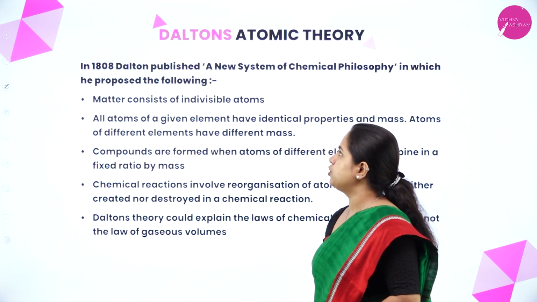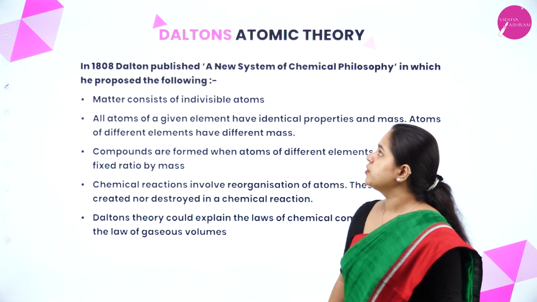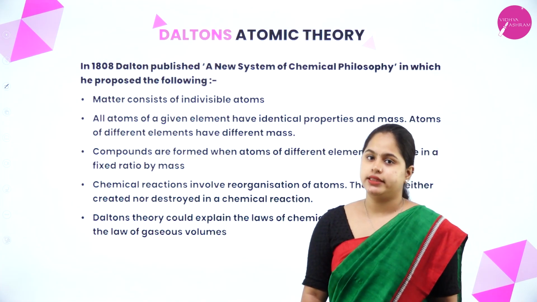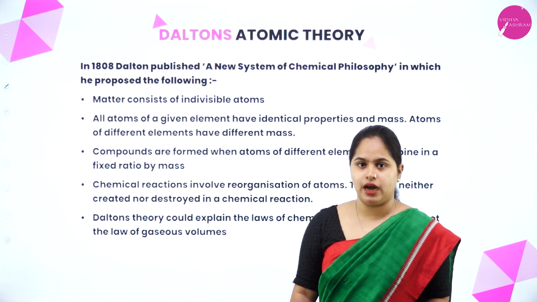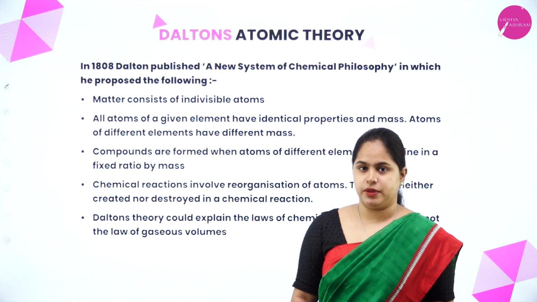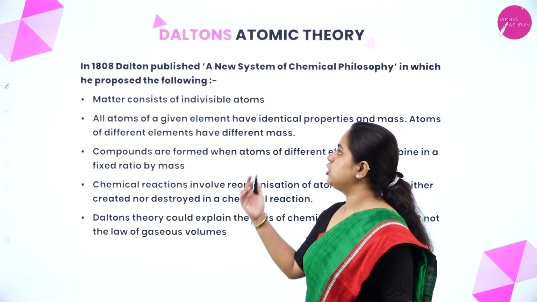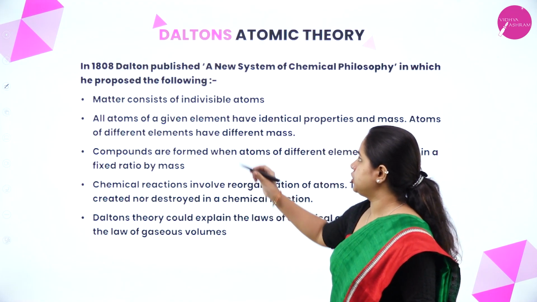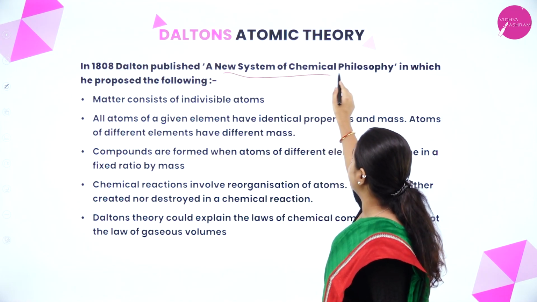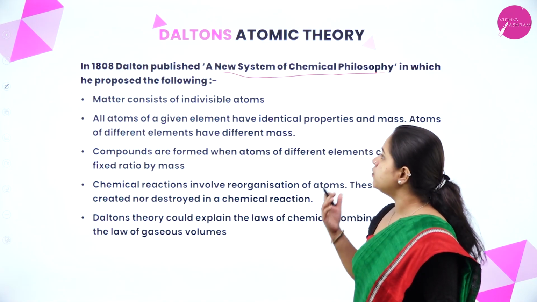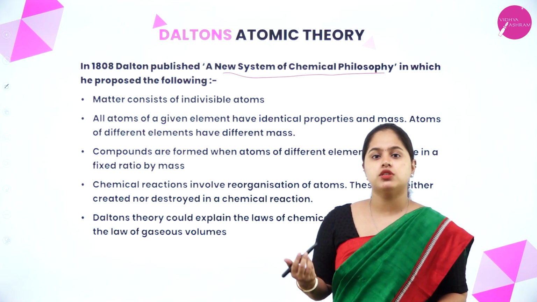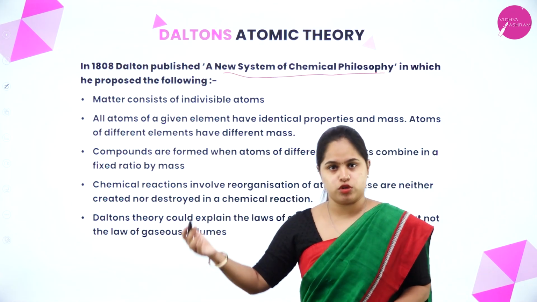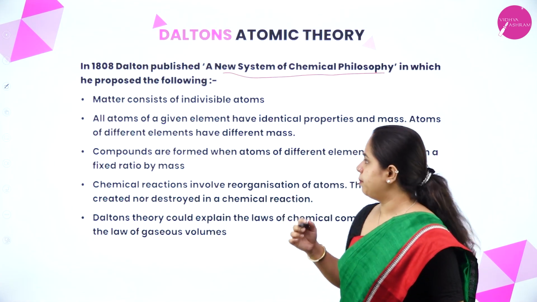Now let's move on to the next topic, that is Dalton's atomic theory. So these are the postulates which were proposed by Dalton according to his experiments, right? So in 1808, Dalton published a new system of chemical philosophy in which he proposed the following. So from his experiments, he was able to formulate these postulates. So let's go one by one.